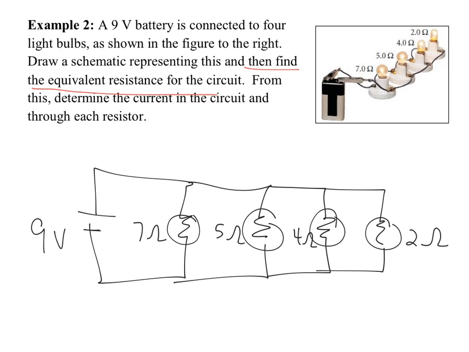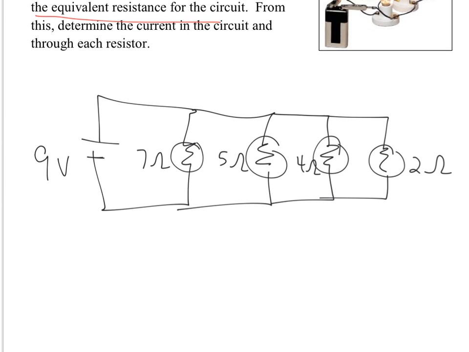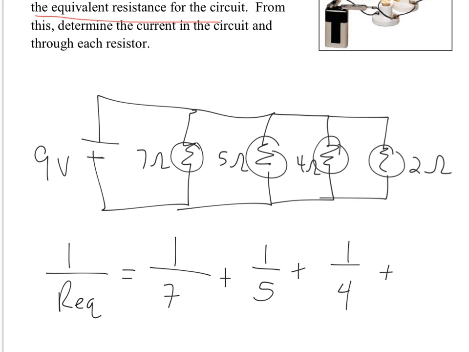But as Emma told us a little while ago, these are reciprocal sums. We can't just add them together. So we have to use our reciprocal sum identity, which tells us 1 over the equivalent resistance equals 1 over resistor 1 plus 1 over resistor 2 plus 1 over resistor 3 plus 1 over resistor 4. You can see right away that you cannot just add together 7, 5, 4, and 2 and get 18, because these are all fractions.